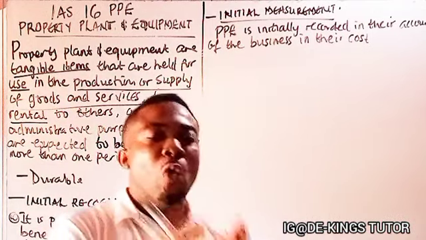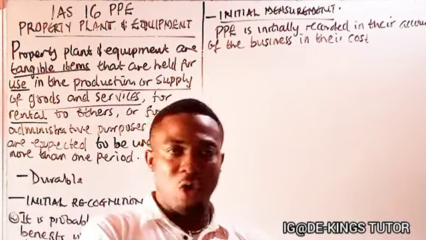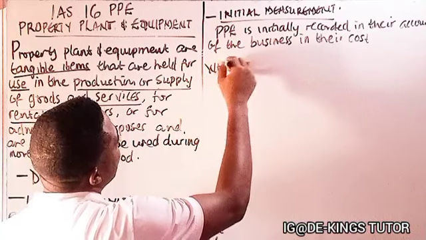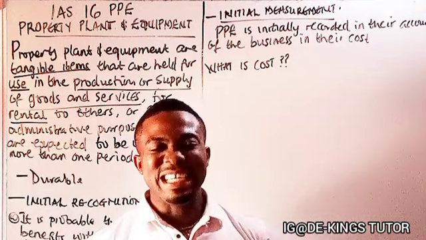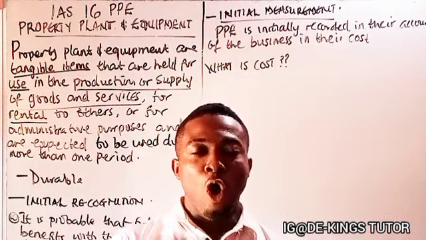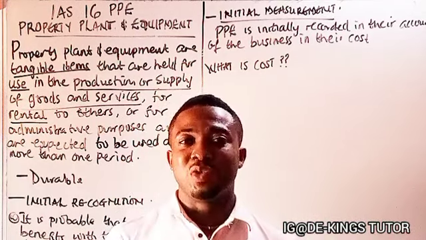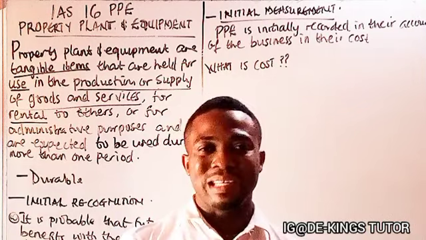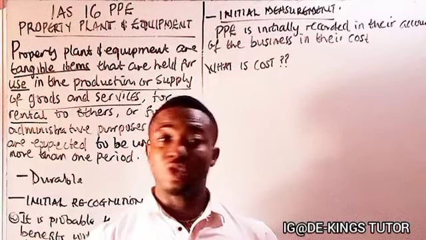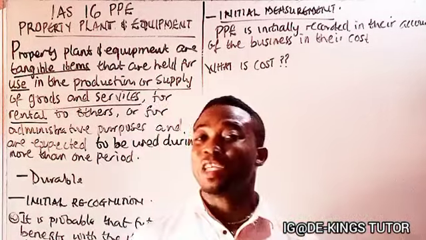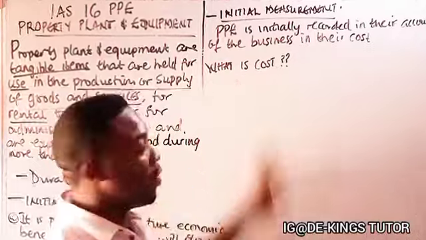Now the question goes, what is cost and how do we classify cost, or what are the elements of a cost? What is cost? That is now the question. Okay, cost is the amount of cash or cash equivalent paid, or the fair value of the other consideration given to acquire an asset at the time of its acquisition or construction. So the cost of an item of PPE is the cash price equivalent at the recognition date.